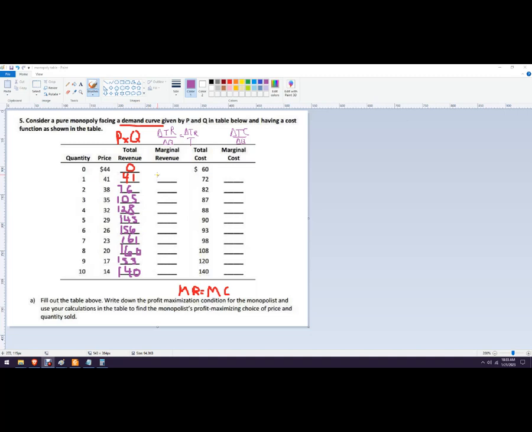Anyway, now we have total revenue all the way down, and now we want marginal revenue, which is the change. So it's the difference between those two quantities. So this would be 41. 76 minus 41 is 35.